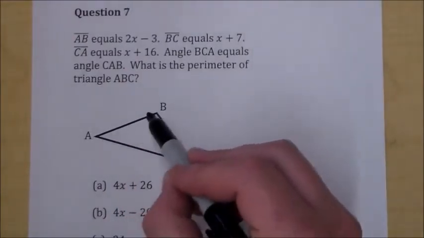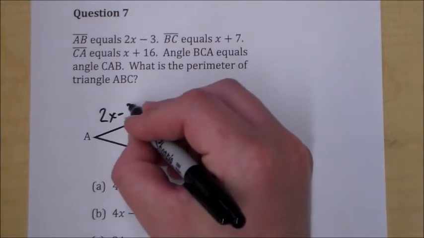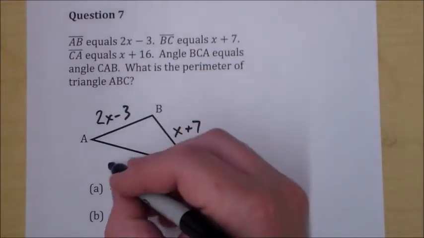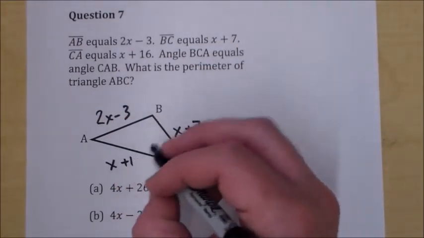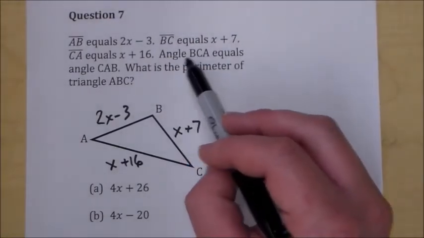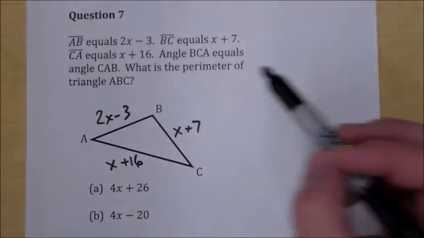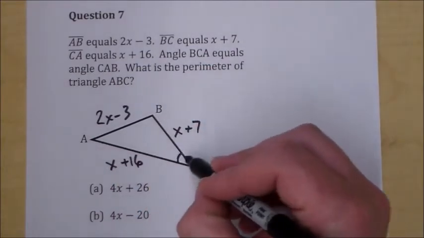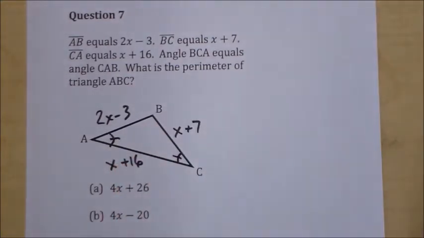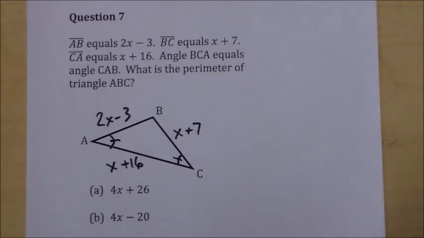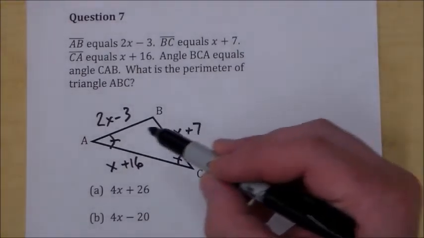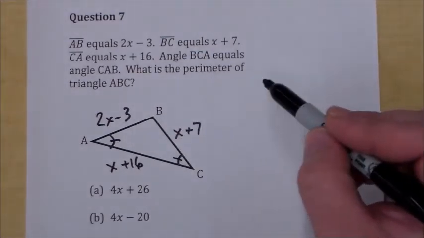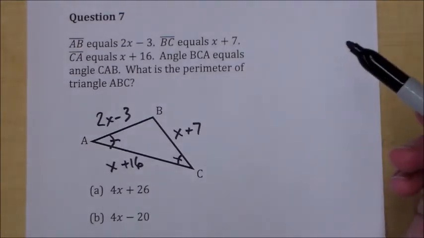Question 7. AB equals 2x minus 3. BC equals x plus 7. And CA equals x plus 16. Angle BCA equals angle CAB. What is the perimeter of the triangle? And you're like, oh my gosh, how could I possibly do this? Normally when I have variables, they equal something, but here you have variables and they equal P, the perimeter. So you have 2 variables, you don't know what to do.